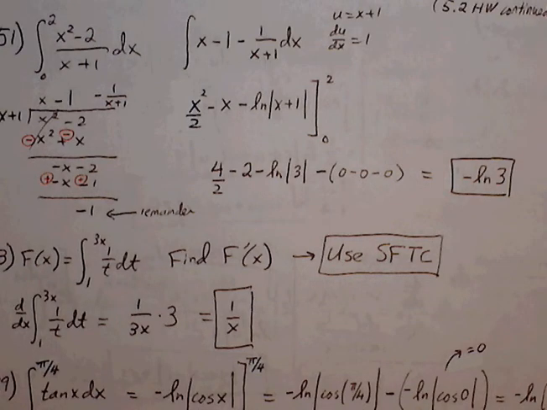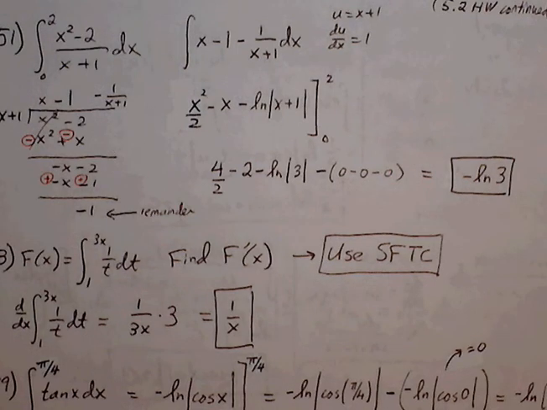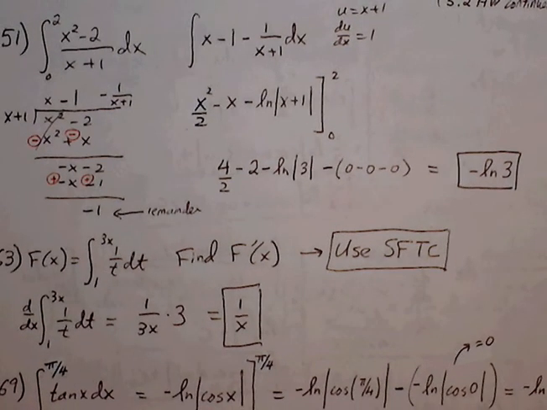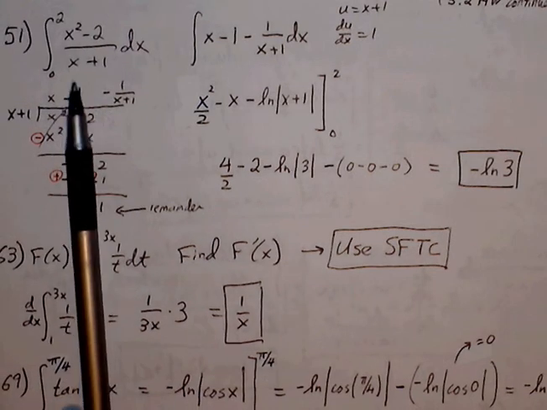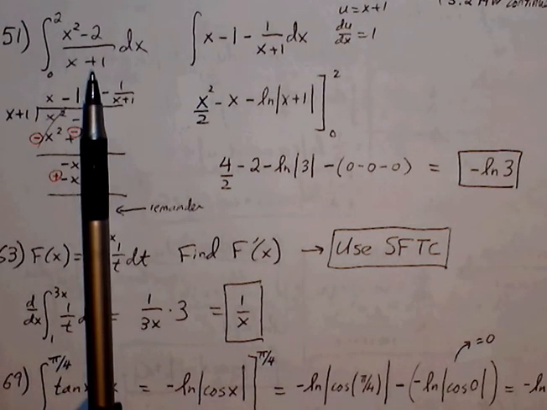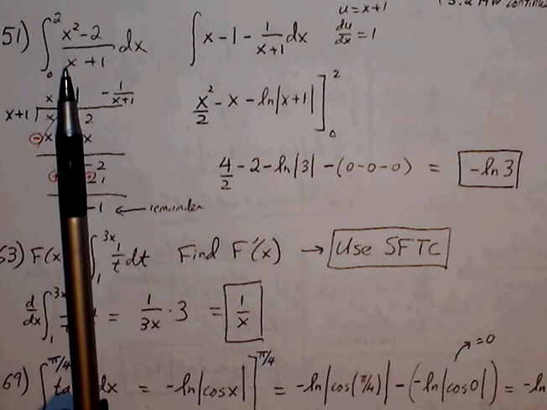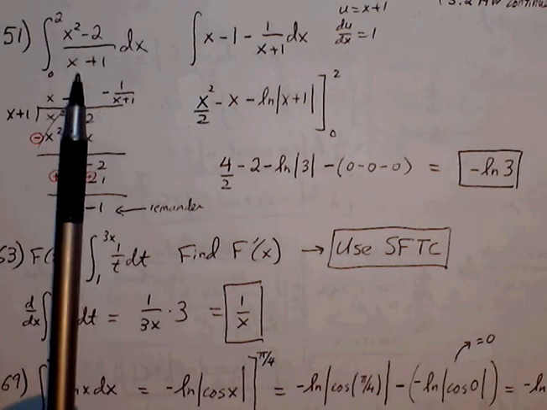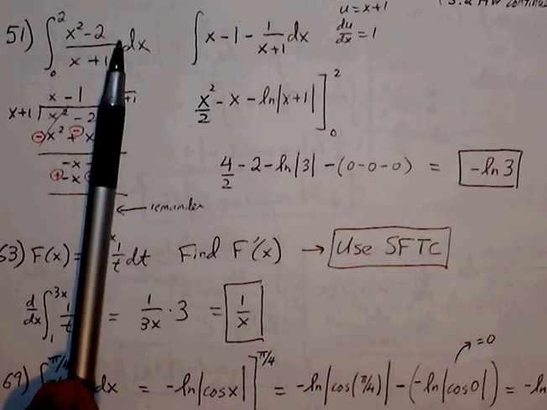These are the last set of problems from section 5.2 that I want to go over with you. So these last set of problems, 51, we're trying to find the definite integral now of x squared minus 2 over x plus 1. We're going to ignore the bounds for now and simply look to see what we can do to find the antiderivative.